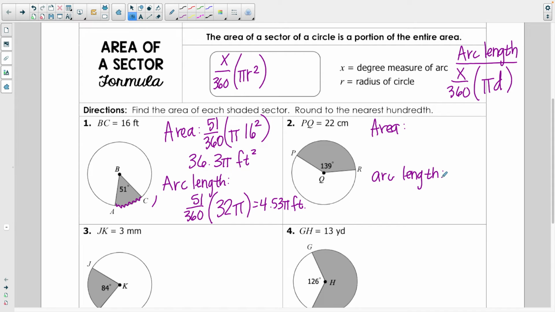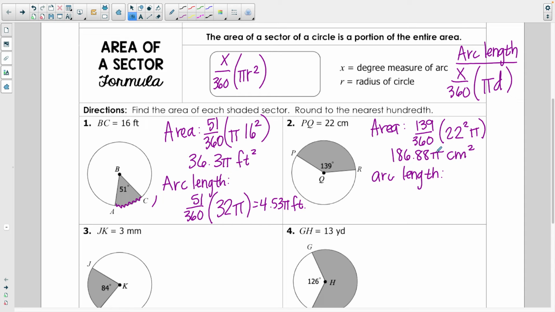So you should have done 139 over 360 times 22 squared times pi, but we're not typing pi in. So I got 186.88 pi centimeters squared. Okay, that's the area.